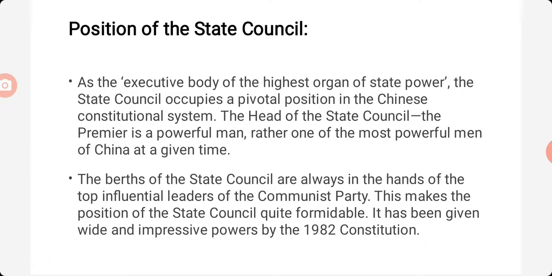Position of the State Council. As the executive body of the highest organ of state power, the State Council occupies a pivotal position in the Chinese constitutional system. The head of the State Council, the Premier, is a powerful man, rather, one of the most powerful men of China at a given time. The berths of the State Council are always in the hands of the top influential leaders of the Communist Party. This makes the position of the State Council quite formidable. It has been given wide and impressive powers by the 1982 Constitution.